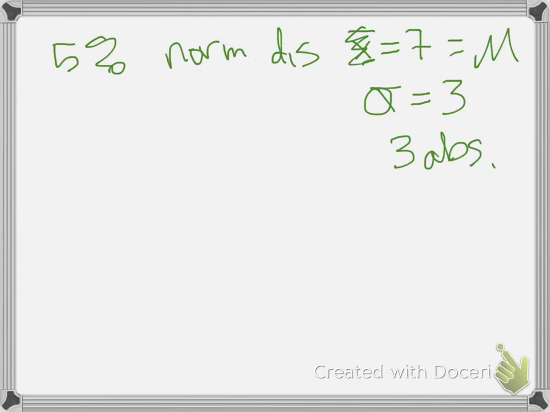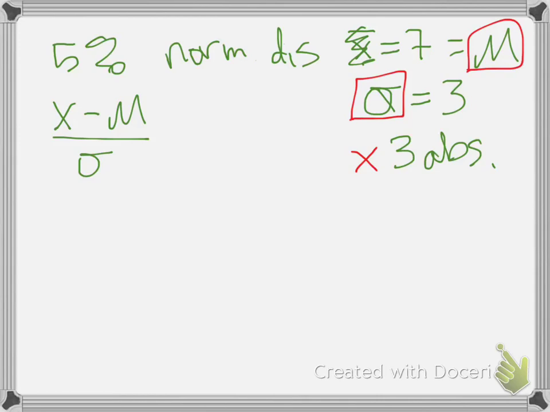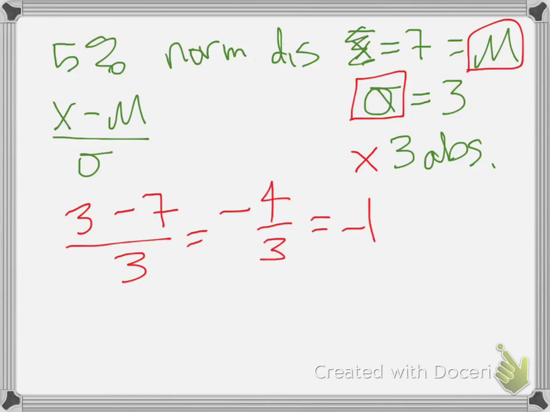So we need to use our equation x minus mu over standard deviation. In this case, this is our x, here's our standard deviation, here's our mu. So we're going to have 3 minus 7 over 3 to get negative 4/3, which is negative 1.333. And then you go and look it up in your Z table.